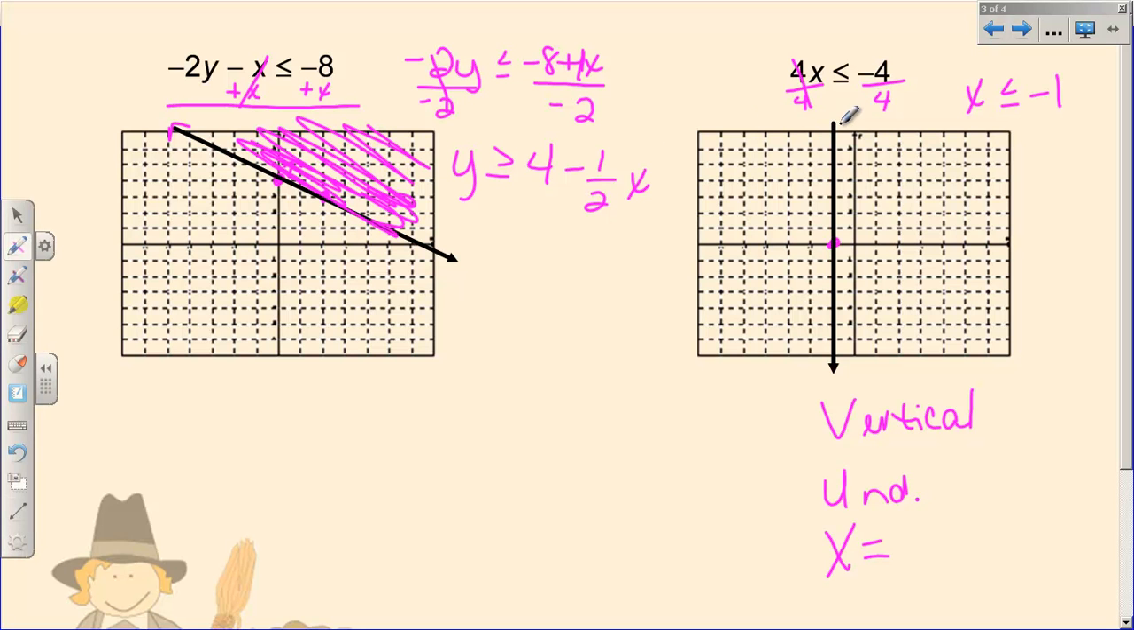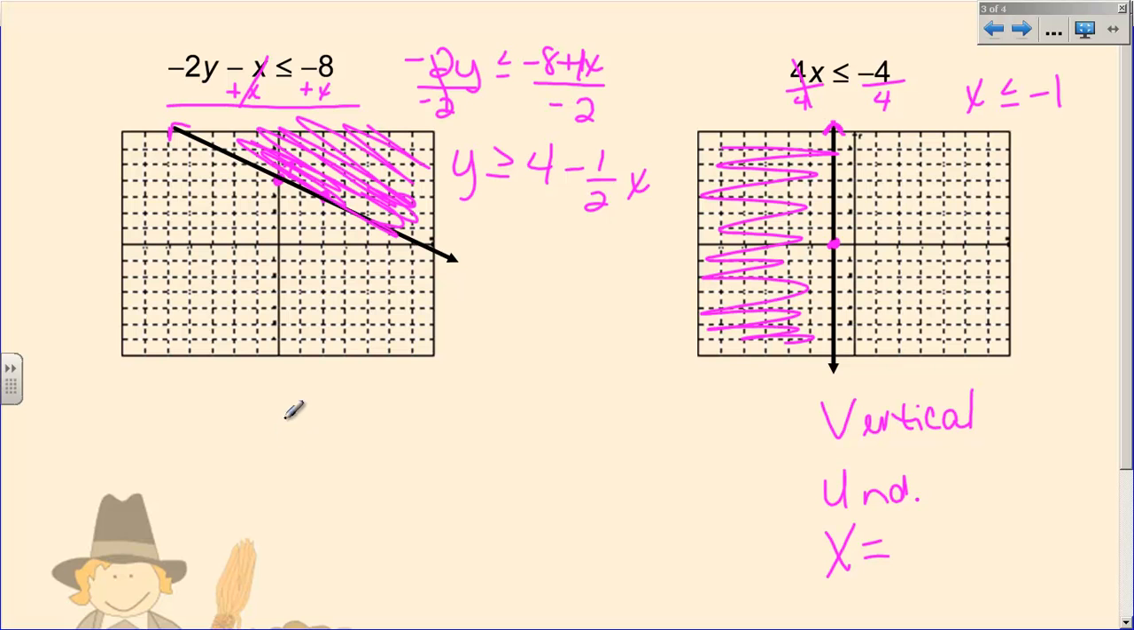And so there is the graph of my line, but I'm also going to have to shade. Shading vertical lines is really easy. Okay, here's my vertical line. Points bigger than -1 are to the right. Points smaller than -1 are to the left. So I want less than, which means I get to shade all over here.